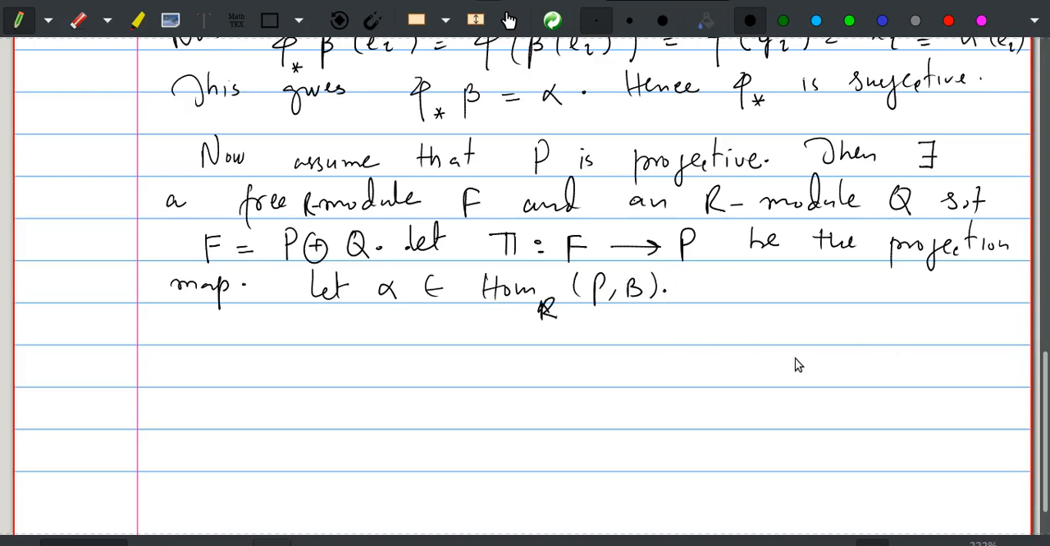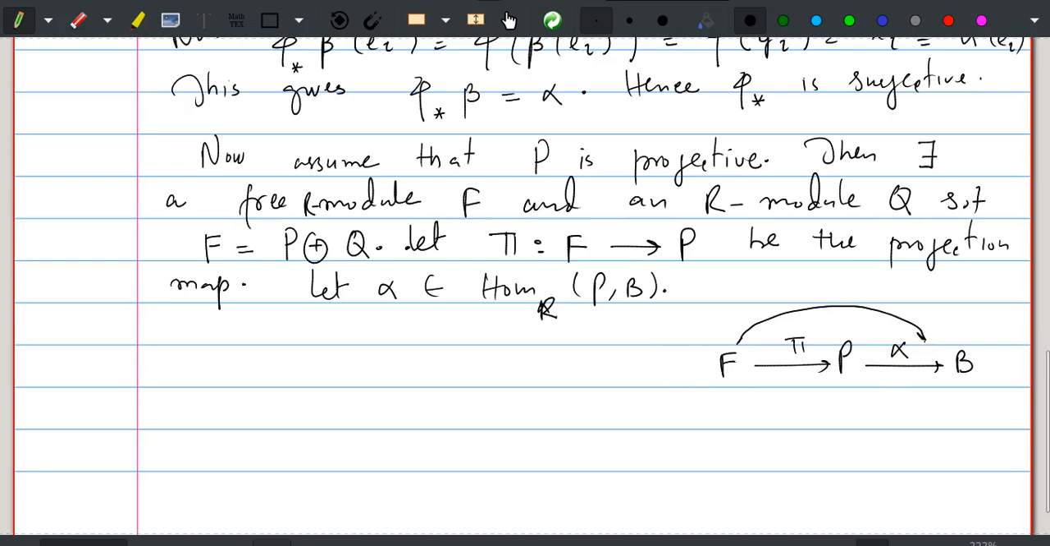So it is like this. This alpha is a map between P and B, and this pi is a map between F and P. So that means this composite map, alpha composite with pi, is actually a map from F to B. So then alpha composite with pi is a map between F and B, which is linear. So this is in Hom(F, B).